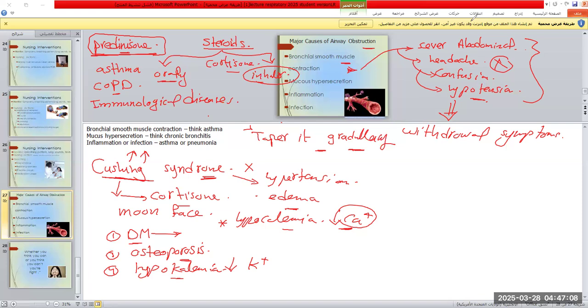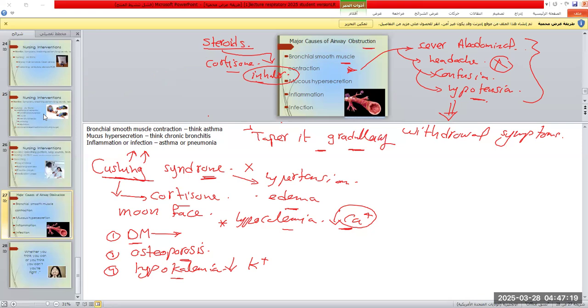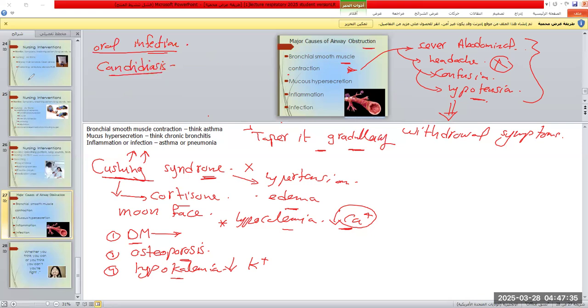So, what else can you mention as a side effect? I forgot a side effect which is very important. It's candidiasis, or oral infection and inflammation. It is named candidiasis. What does candidiasis mean? A fungal infection in the mouth. Candida is a fungus, a fungal infection. And also it will cause immunosuppression.